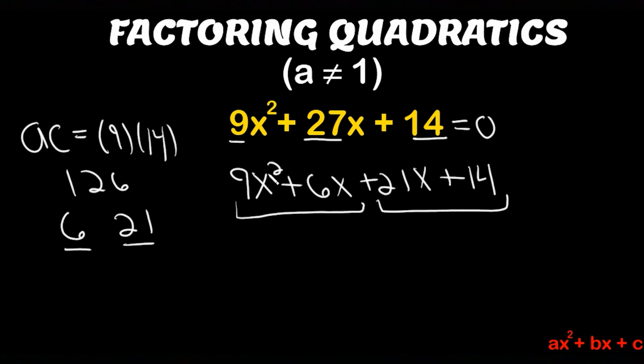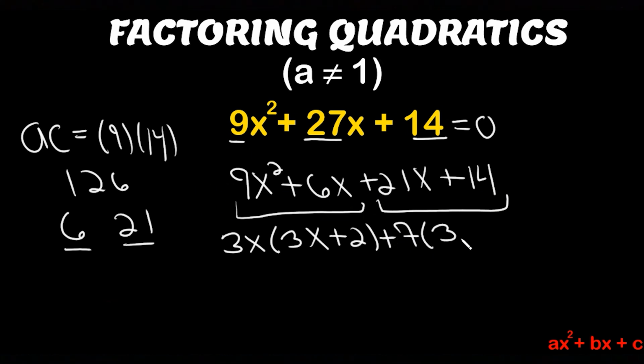So what can I pull out between my first 2 terms here? Well, I can pull out a 3, and I can also pull out an x. That leaves me with 3x plus 2. Okay, close it. What can I pull out between my last two terms? Well, it looks like I can pull out a 7 here. So plus 7, and then in parentheses, I'll have 3x plus 2.